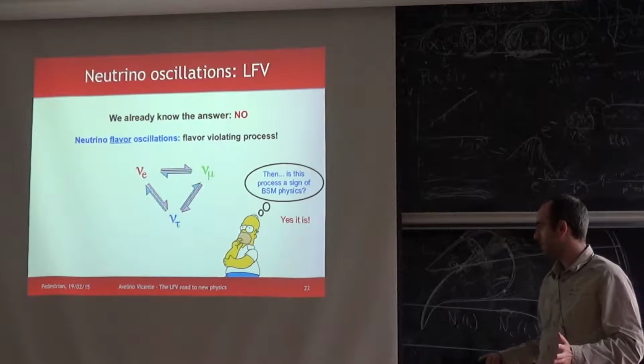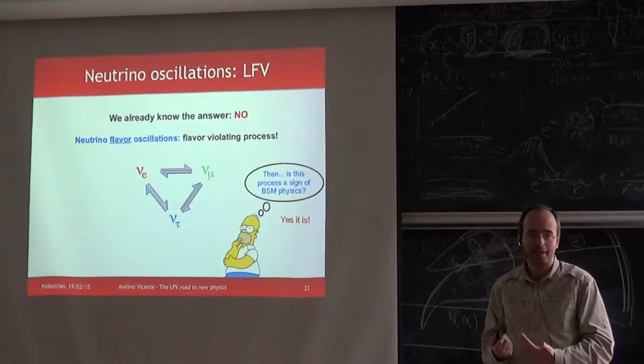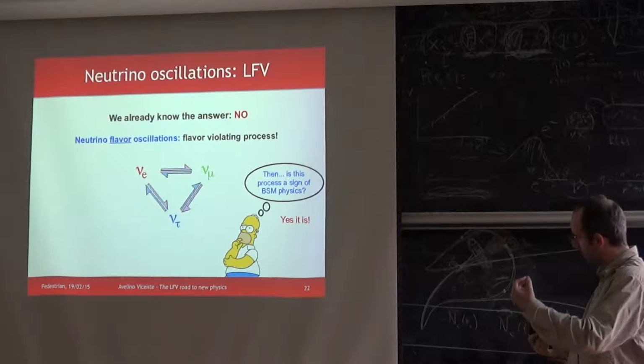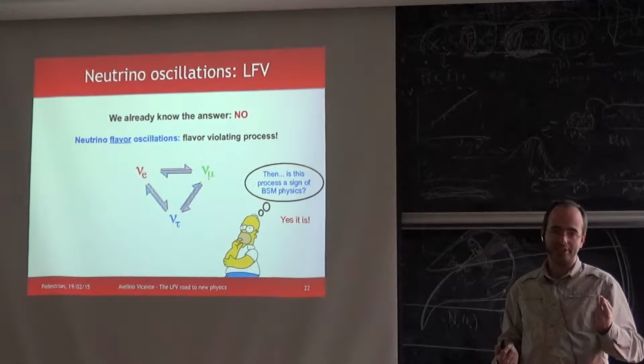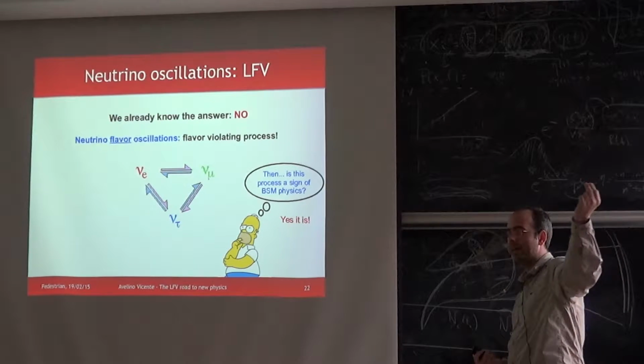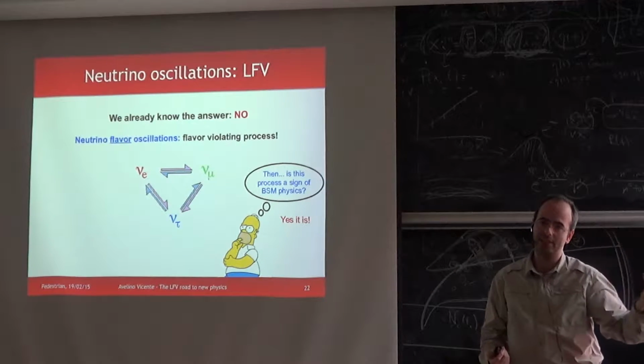And we already know the answer, of course. There are processes that violate flavor. We have already mentioned them. Neutrino oscillations are by themselves a proof that lepton flavor is not a conserved quantity, because you produce a neutrino with a given flavor, and in the propagation it changes. So you violate lepton flavor.